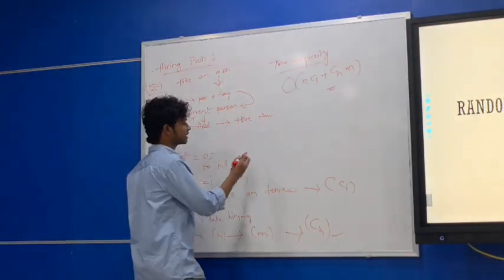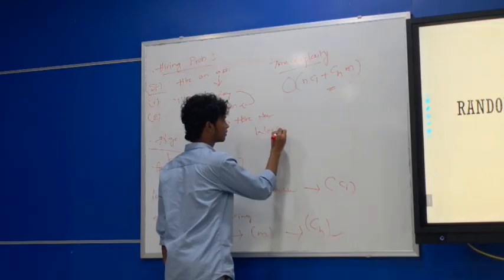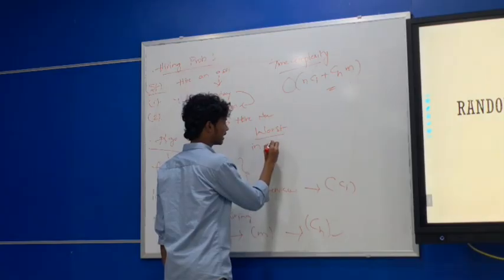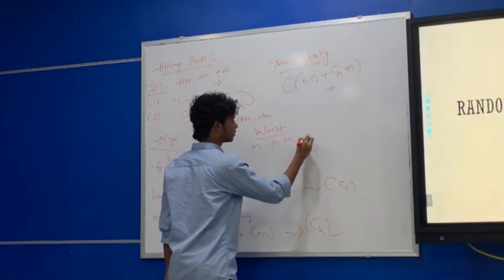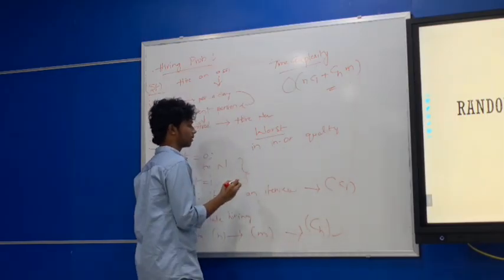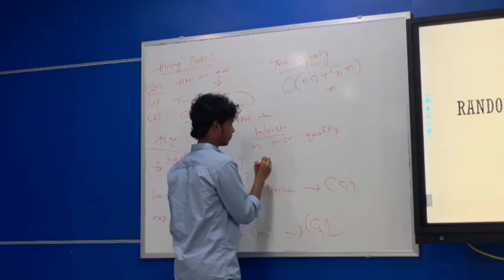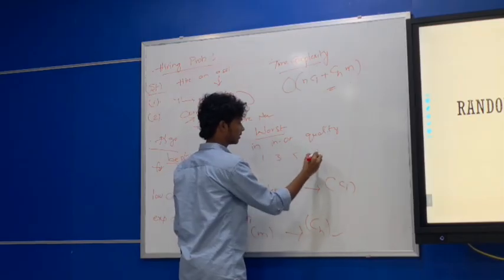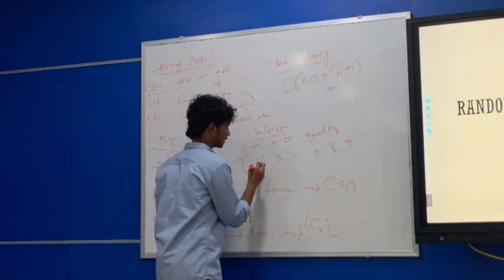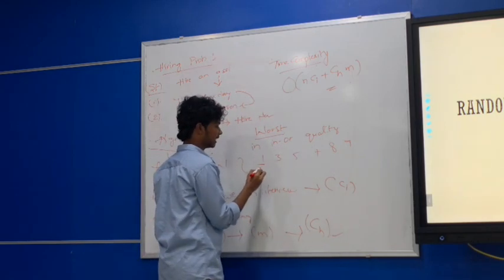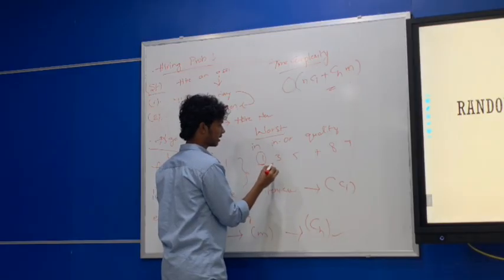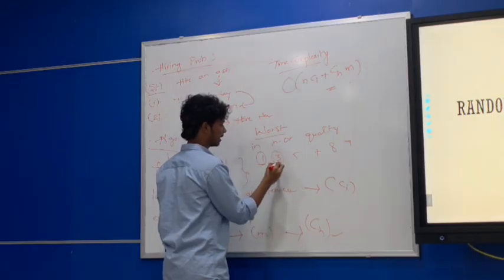Here the worst case is that the input is in increasing order of quality, for example, the numbers will be 1, 3, 5, 7, 8, 9. If the first person is 1 initially, then the second person is 3, the quality is more.